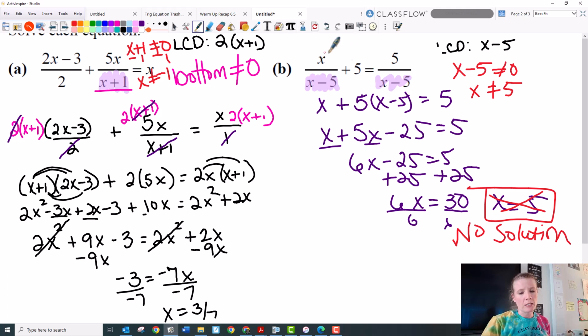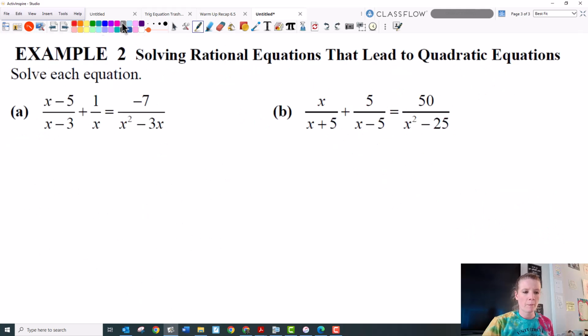So if you checked it, if you plugged it back in, you would have 5 divided by 0, and you cannot divide by 0, so you'd have to just throw that away. Okay, so those first two, we didn't have to factor or anything. On this one, we do.